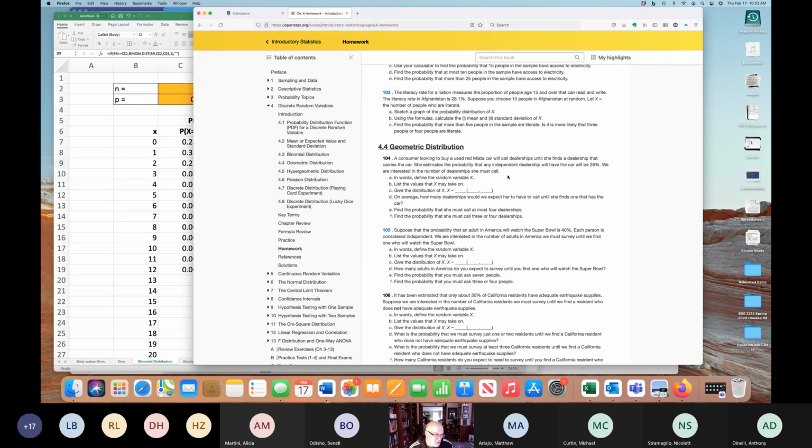Because you would go to a dealership and ask them to find you a red car, and they would find it for you and have it shipped to them. But okay, let's do this. Find the probability she must call at most 4 dealerships. Find the probability she must call 3 or 4. So let's say chapter 4, this is our first one was our binomial, the second one was our geometric.